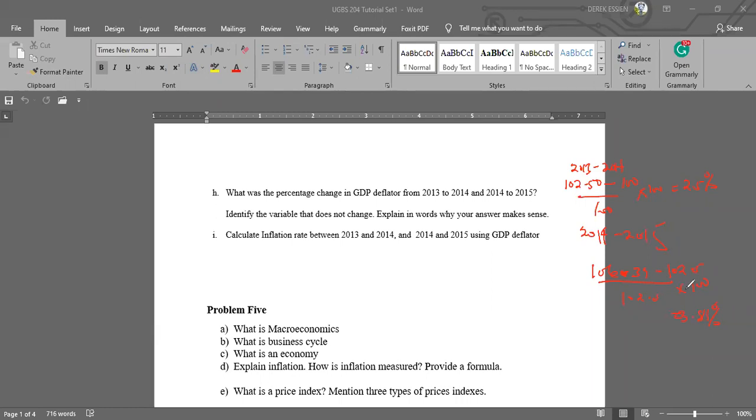Let's do this quick. Someone has typed something. Is it price? And the reason is that real considers only price change. You've said something. If this was an exam, you would have gotten something for yourself. That's not bad. If you have your pen, you can just write what I'm saying. They are saying: identify the variable that does not change, and explain in words why your answer makes sense.